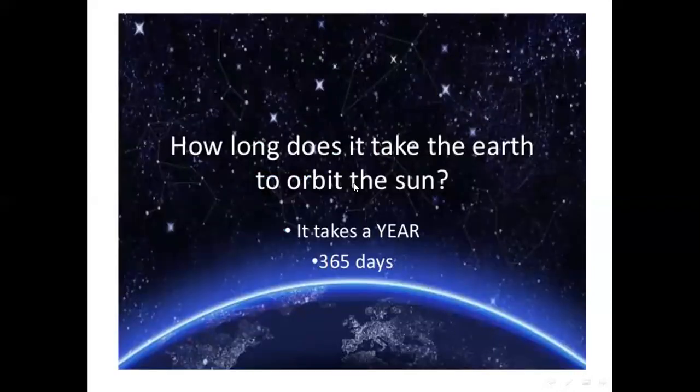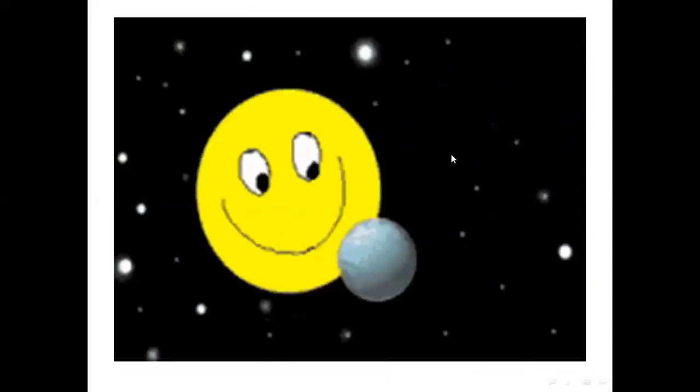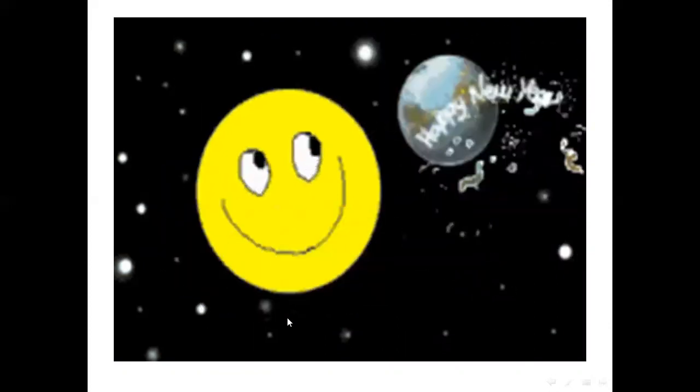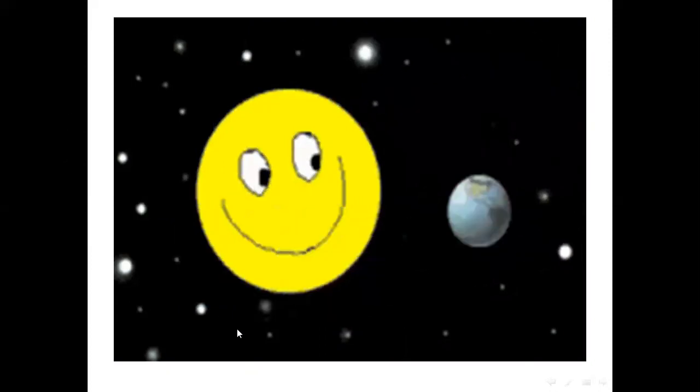And how long does it take the earth to orbit the sun? 365 days, or one year. One complete year for the earth to orbit the sun. And what is the orbit? Orbit is the path where the earth moves. See, here the earth goes around the sun, and this path is called orbit. When the earth completes one round, it takes 365 days. It means one complete year.